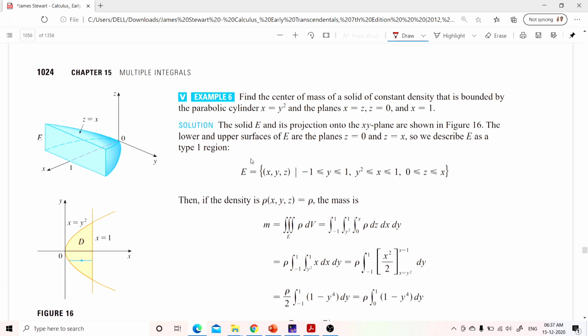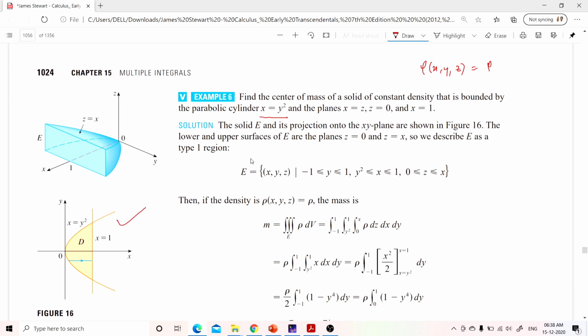Here also the main thing is, okay, let me explain the problem. We are asked to find the center of mass of a solid of constant density. So here it is given that our rho of x, y, z is some constant. Let us take that as rho, that is bounded by the parabolic cylinder x is equal to y square. So x is equal to y square. If you plot that in two dimensions, you can see a parabola like this, and the planes x is equal to z, z is equal to 0, and x is equal to 1.